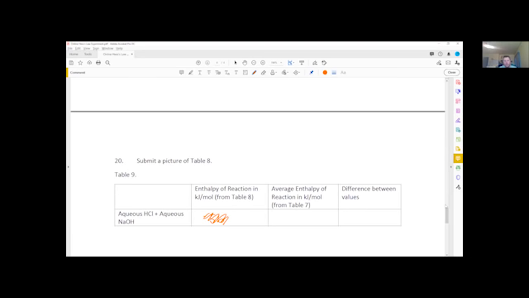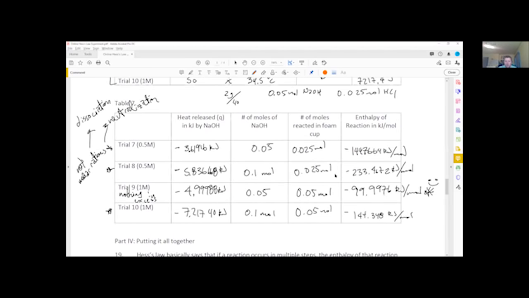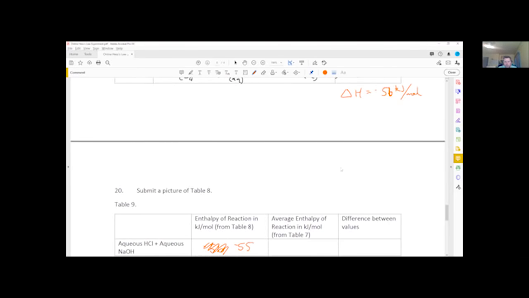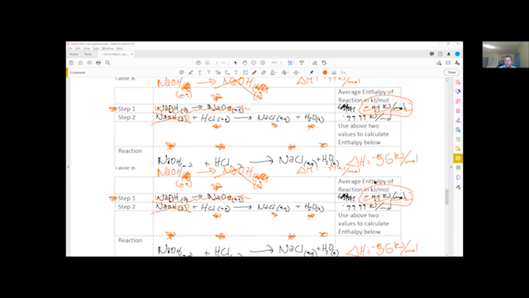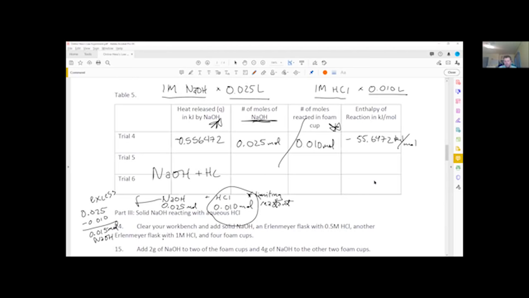Or actually, no, that would be our calculated. So that's negative 55. What's the average enthalpy of reaction in kilojoules per mole from table number 7? Actually, I believe that's a typo there. What we want to do is not this one. Instead, we want to compare our theoretical value, negative 55 kilojoules per mole, to our empirically determined value.